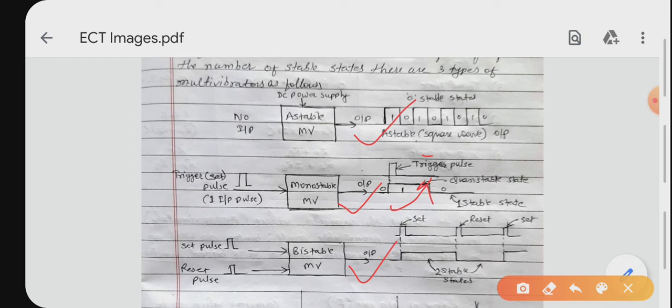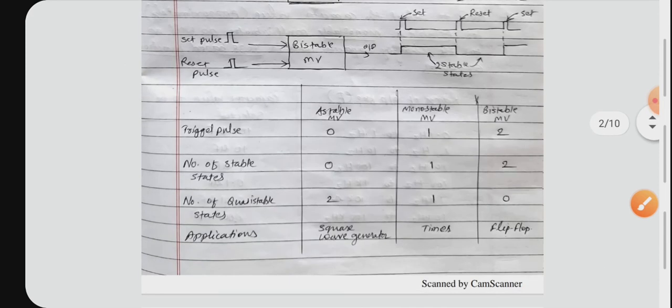So it works like a flip flop, which stores the one bit digit unless and until you apply the second pulse, set or reset pulse it may be. So the data will be stored in the flip flop. Okay, it is 1 or 0. So application of astable is square wave generator, monostable as timer, and bistable as a flip flop. These are three applications of three modes.